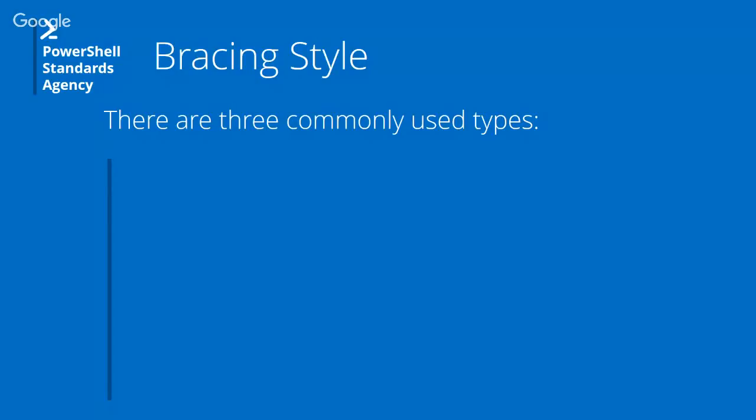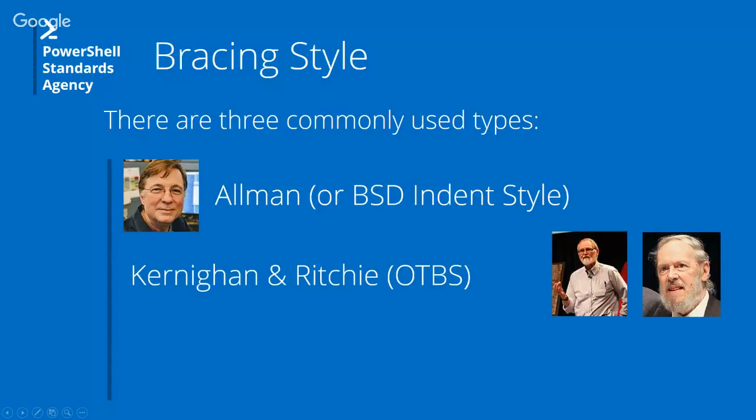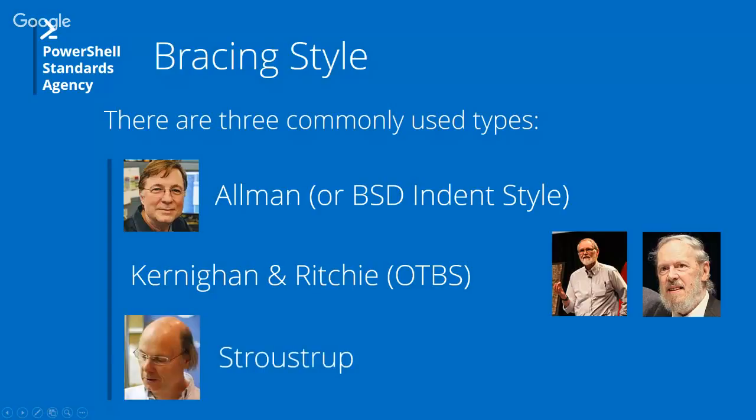So there's three commonly used types of bracing style. You can really get any sort of combination of these three, but these are the main ones that everything really stems from. The first one being Allman, or the BSD indent style. That's named after Eric Allman, who developed Sendmail. The next one is Kernighan-Ritchie, also known as the one true bracing style. That's named after Brian Kernighan and Dennis Ritchie. They both wrote the C programming language book in the late 70s, and Dennis also created the language. And the final one is Stroustrup, and that's named after Bjarne Stroustrup.